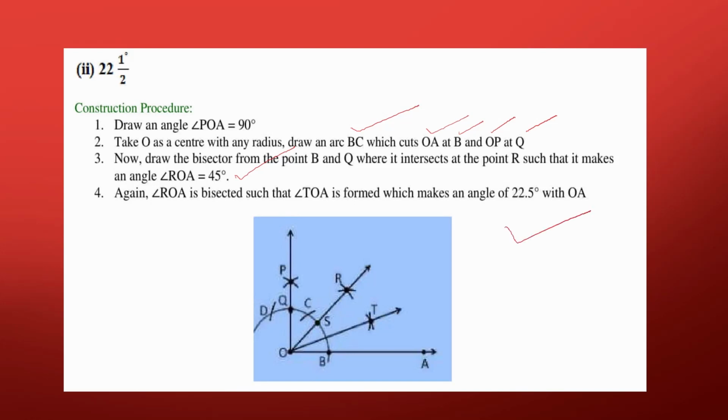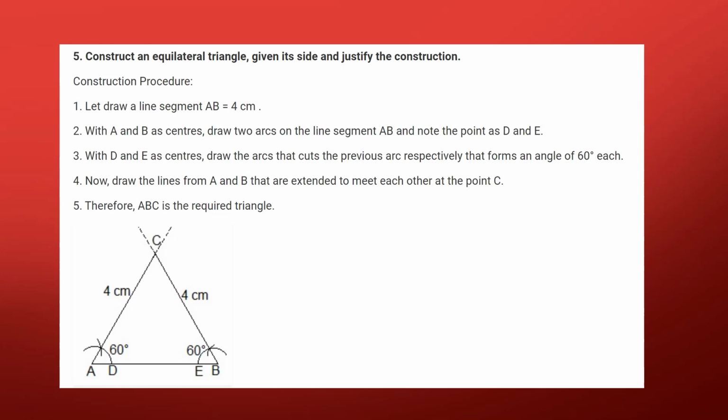I think it is clear, my dear learners, and it is very important that you use the compasses and the ruler, so it is correct for you to draw the 22.5 degree angle. And next, how will you construct an equilateral triangle given its side, and justify the construction? Justify the construction is required here.